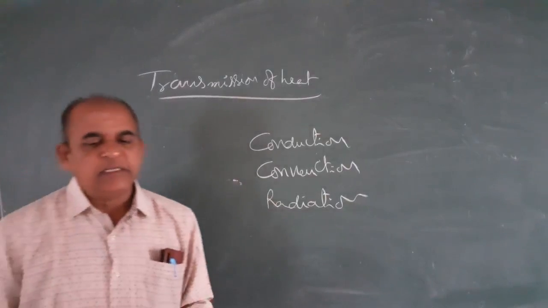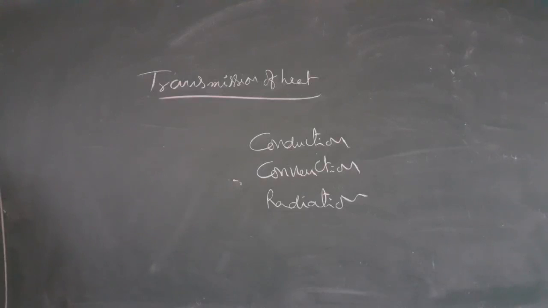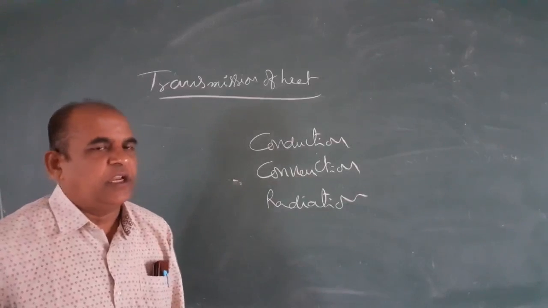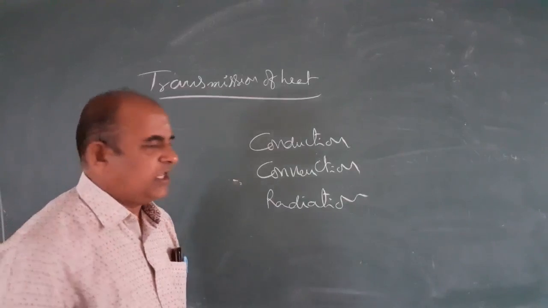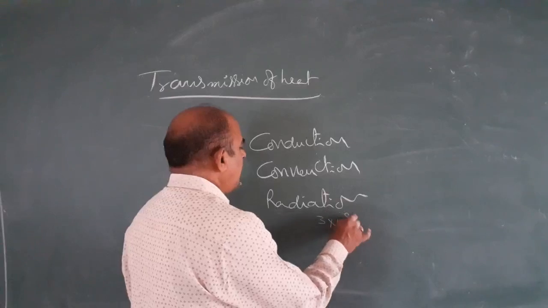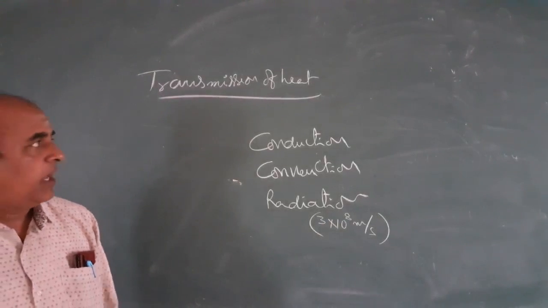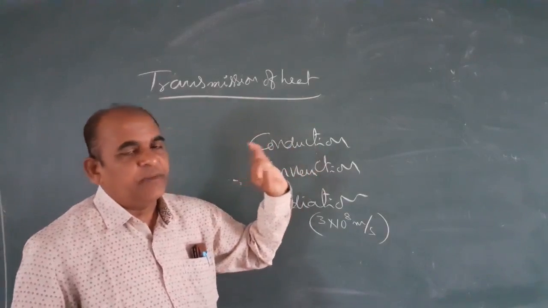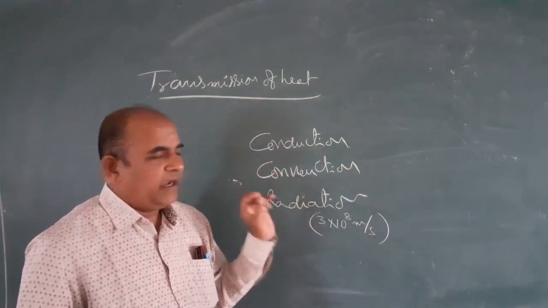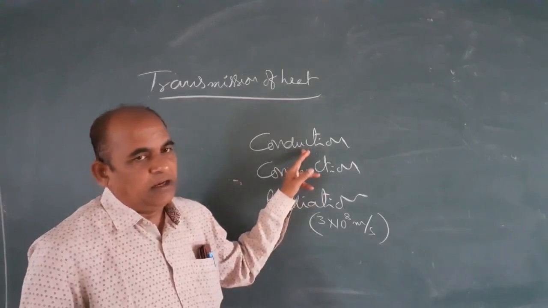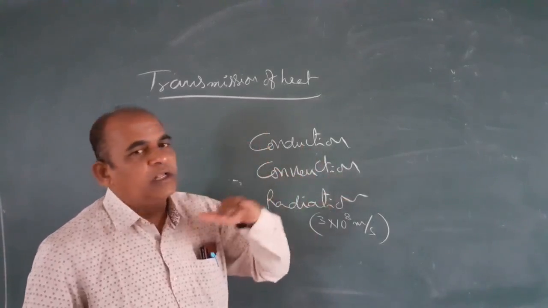So these are the 3 methods for the transmission of heat: conduction, convection and radiation. For conduction and convection, a medium is required. For radiation, a medium is not required. And radiation is the quickest process of transmission of heat. That means the heat transfers with the velocity of light, 3 into 10 power 8 meters per second. So that is radiation. For conduction, particles do not move. For convection, particles move from one end to the other end.